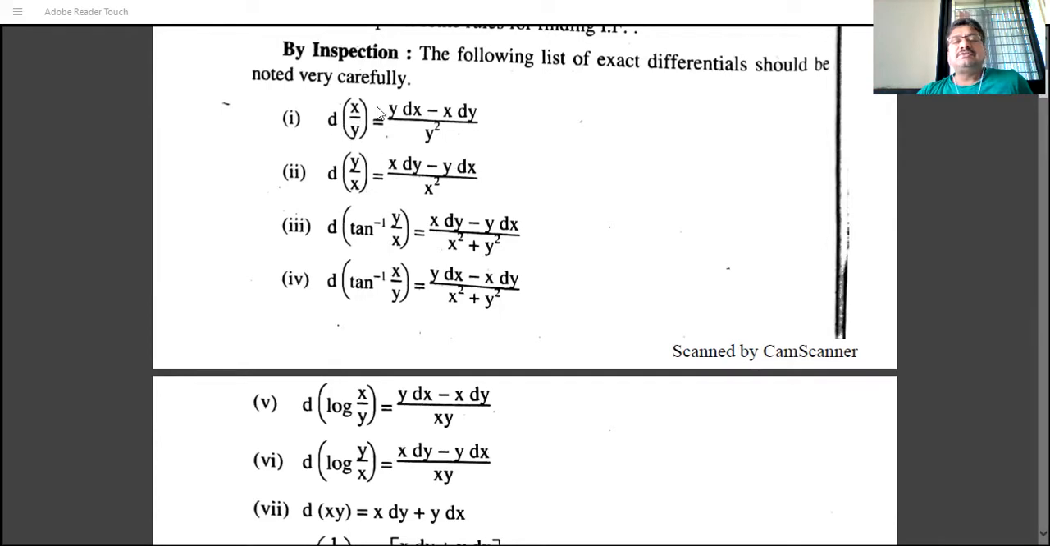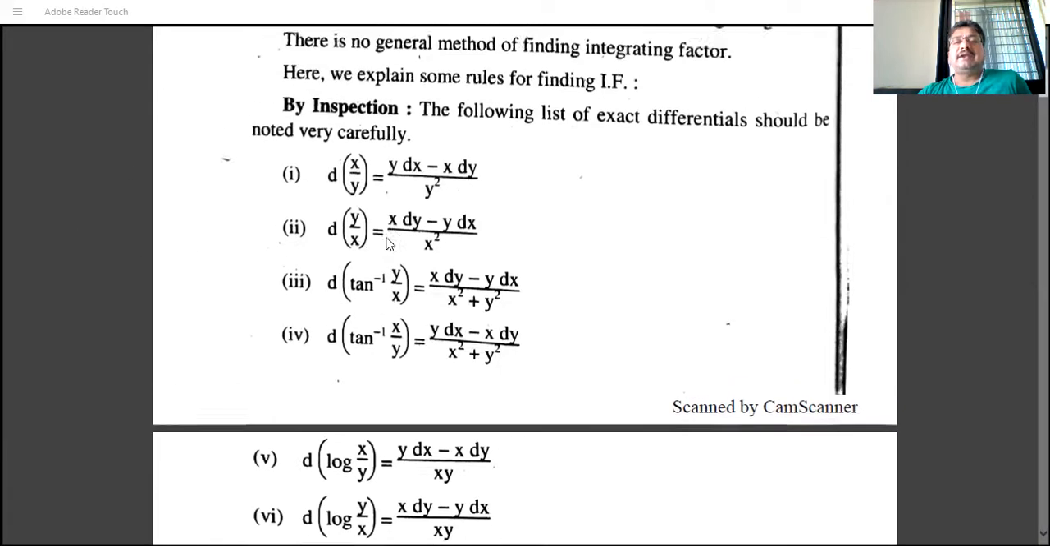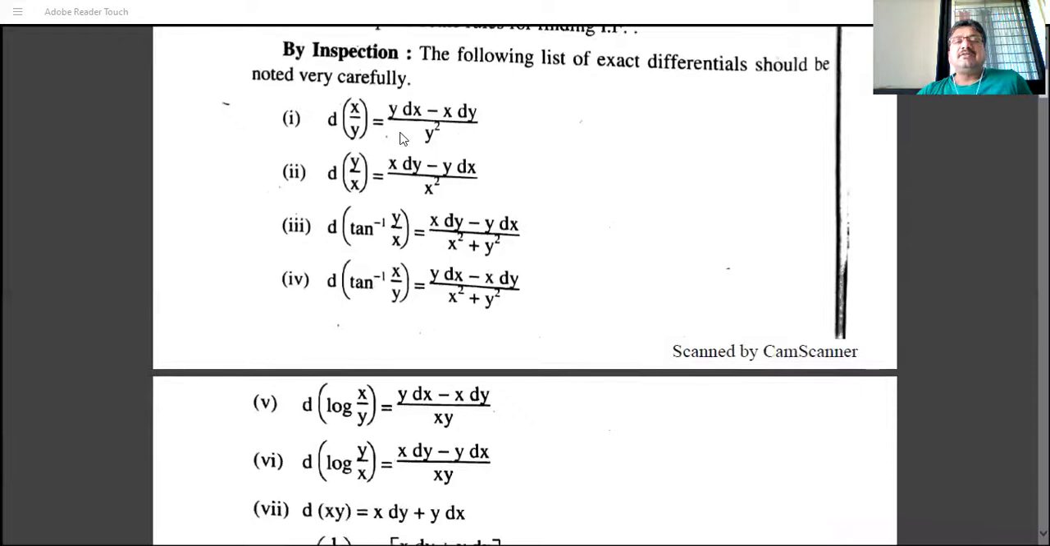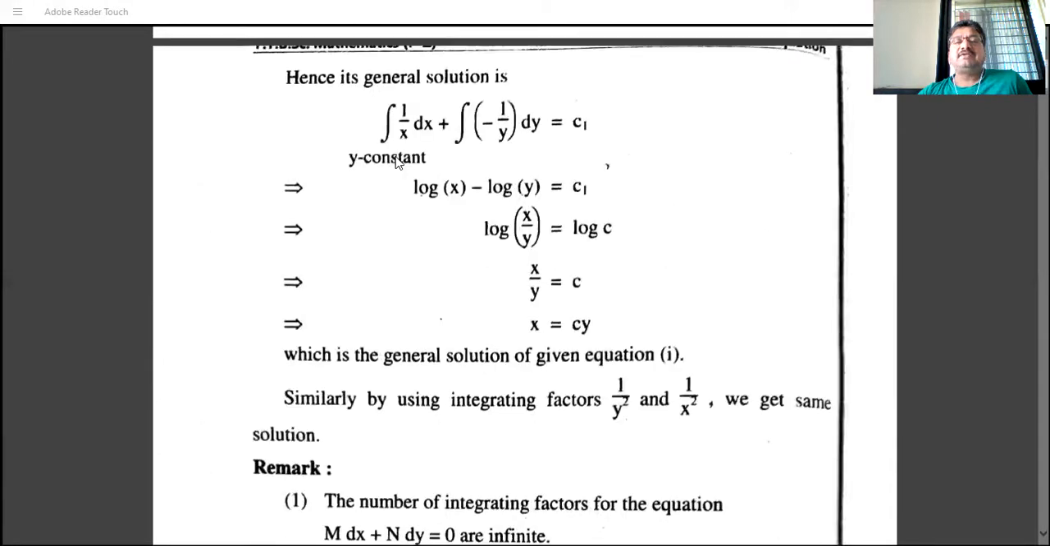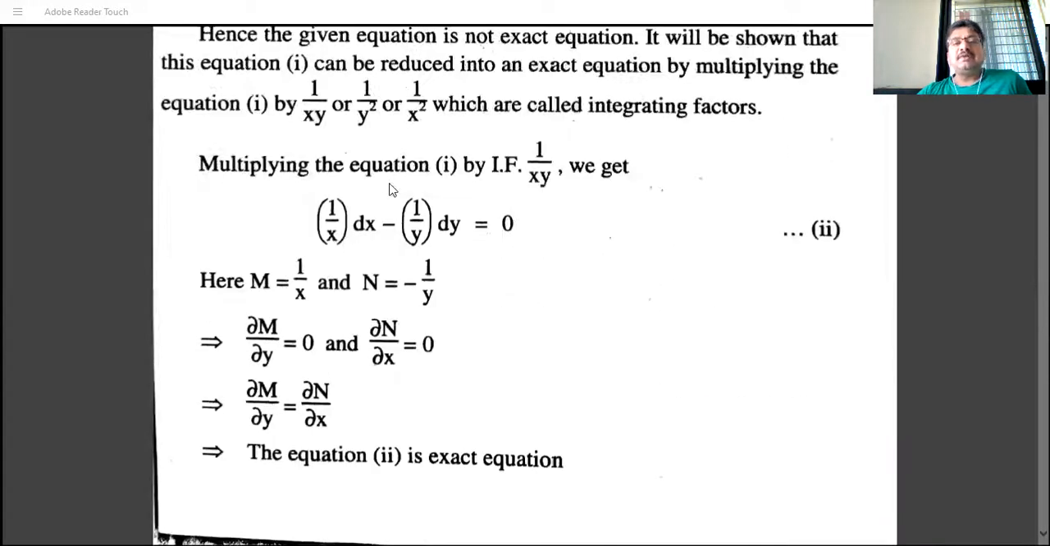What are these rules? The derivative of x by y is equal to (y dx minus x dy) divided by y square. So we use all these rules to obtain the integrating factor by the inspection method. That is, if there is a term of the type y dx minus x dy, then 1 by y square is the integrating factor, or 1 by x square is the integrating factor. So the first rule is applicable here.